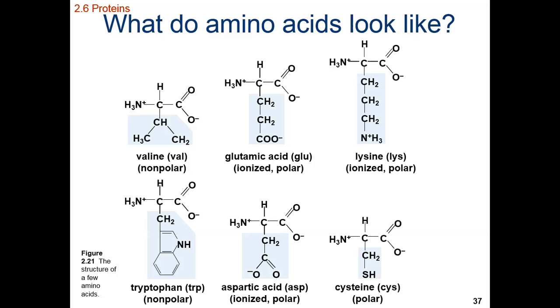If we were to look at our amino acids, this is a small sampling. This is only 6 of the 20 that are present in our bodies. All amino acids are going to have a carboxylic acid group and an amino group, but then there's the R group. This R group is a variable group.